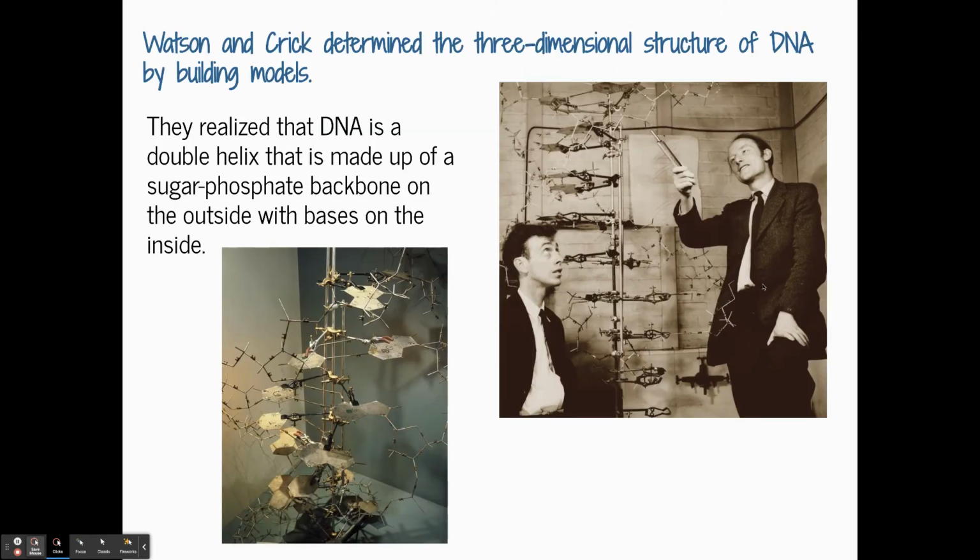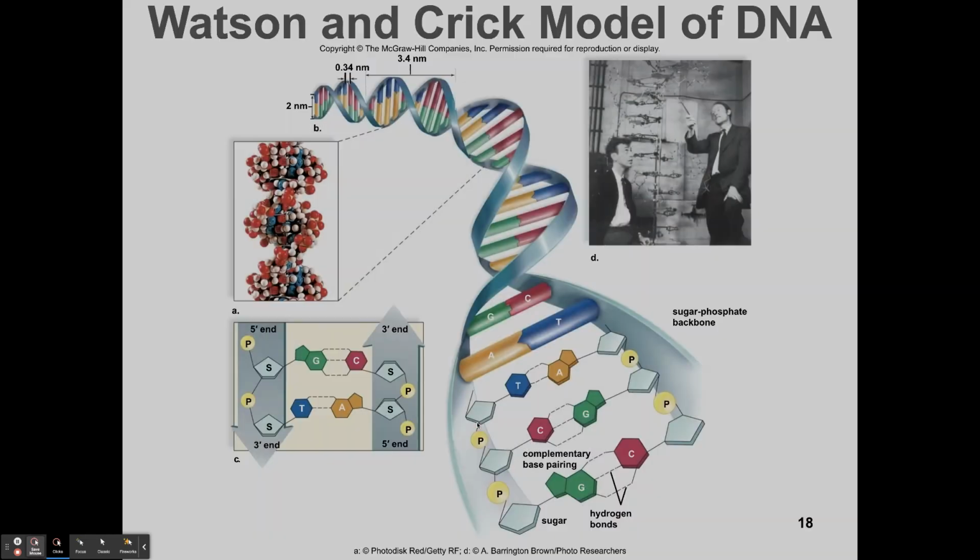Should be interesting. All right, Watson and Crick determined the three-dimensional structure of DNA by building models. Just as we've seen in the video prior, this is the actual structure of the model that they built, okay? They realized that DNA is a double helix that is made up of a sugar phosphate backbone on the outside with bases on the inside. Same thing, this is the model which we've seen.